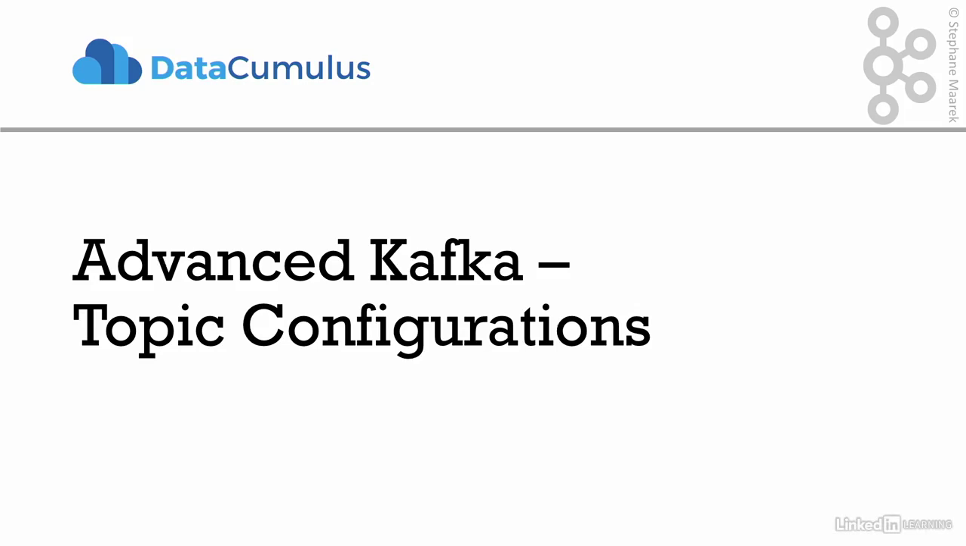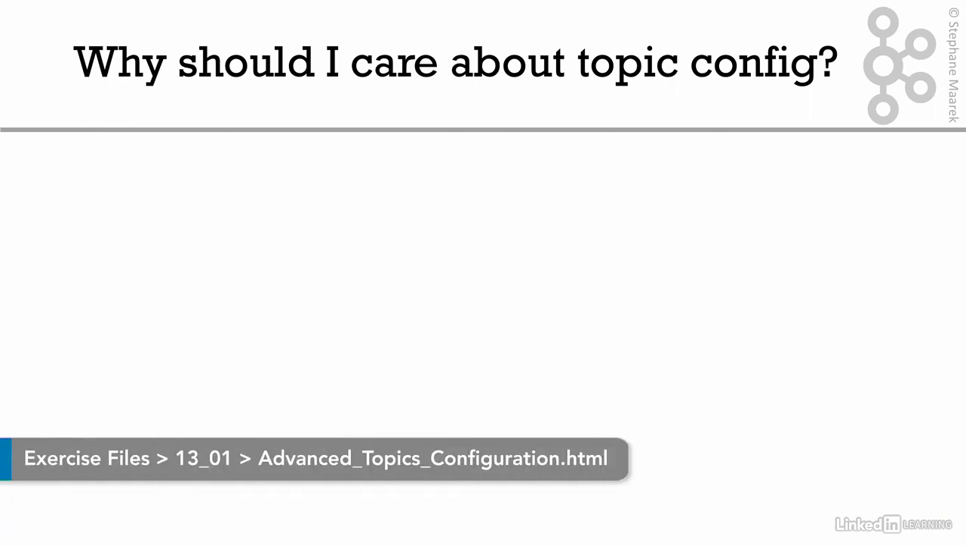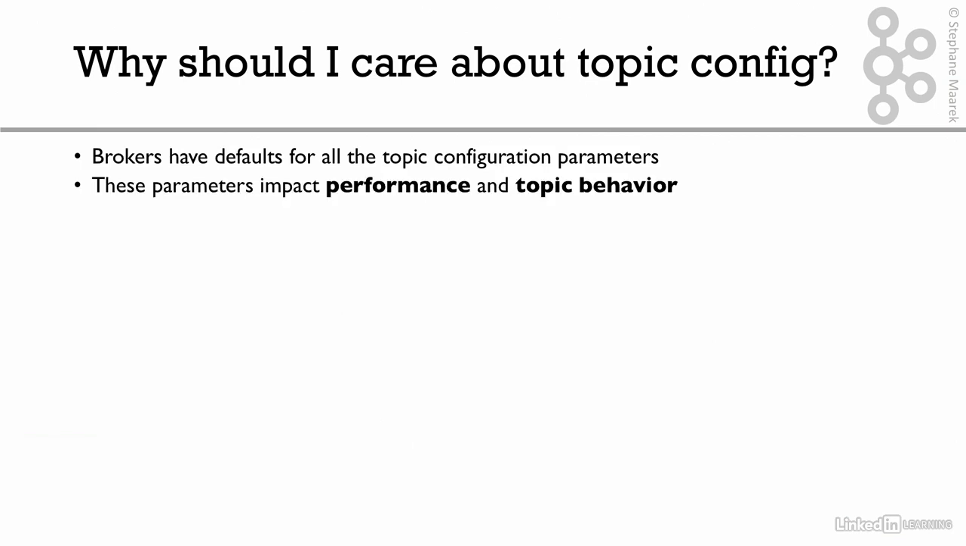Okay, so welcome to this section on Advanced Kafka topic configurations. You may ask me, why should I even care about topic configuration? Well, we've seen that brokers have defaults for all the topic configuration parameters, but these parameters may impact performance and topic behavior. Usually, defaults are fine, but sometimes topics may need to have different values than the default.